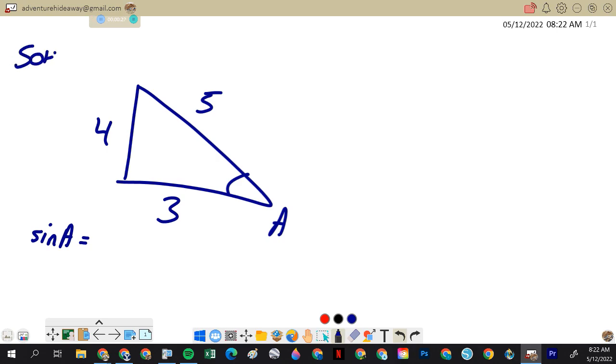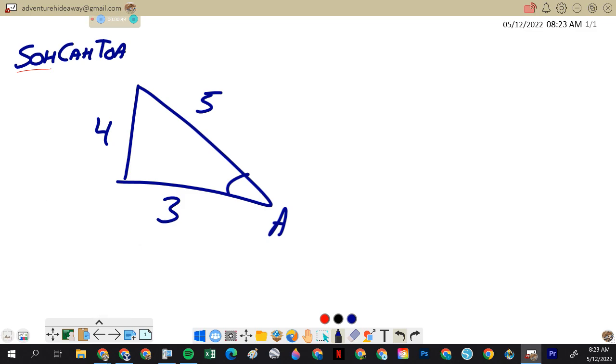So we use SOHCAHTOA. Sine is O and H, so it'd be 4/5. What would the tangent of A equal? 4/3.